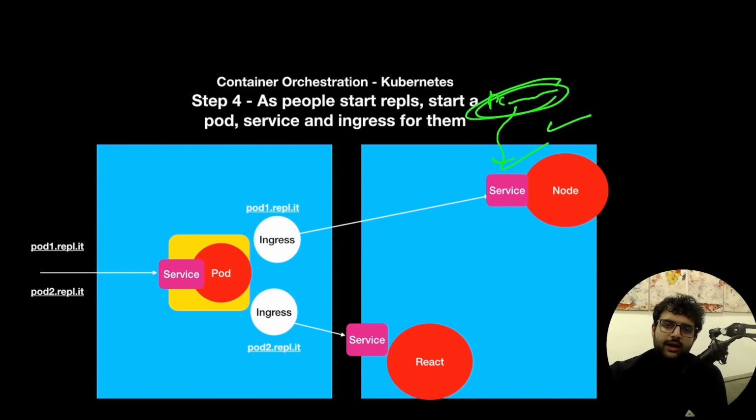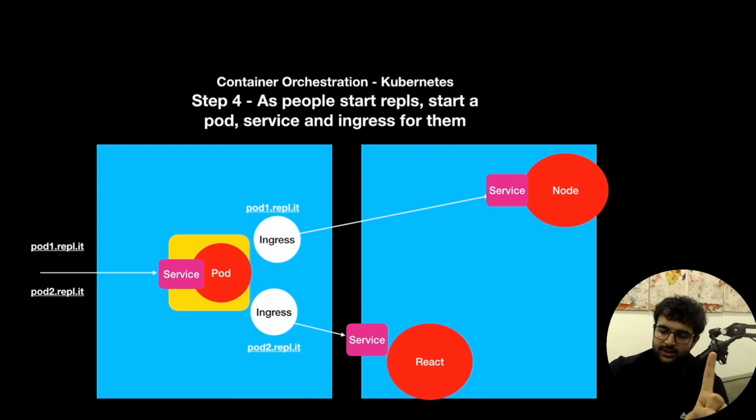DNS propagation can sometimes take 2 hours, 3 hours. You don't want your user to be stuck on the website, which is why you need to do this only once. Once the DNS propagates, star.repl.it points to this IP, and then you have an ingress that does path-based routing. Incoming request, go here based on the first part of the domain. Hopefully that's clear.